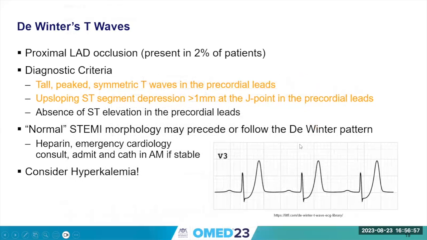I'll allude to this as almost a STEMI. This is very concerning to me, and you would definitely need to have a discussion with your cardiologist regarding this, because STEMI morphology may come before or after this De Winter pattern. So this is an emergency, and you'd want to talk to the cardiologist about this. The one other thing I do want you to consider with this, of course, is hyperkalemia, because we know with hyperkalemia, you can also have very peaked T waves. So as always, the clinical picture is important, but this is a very concerning pattern.